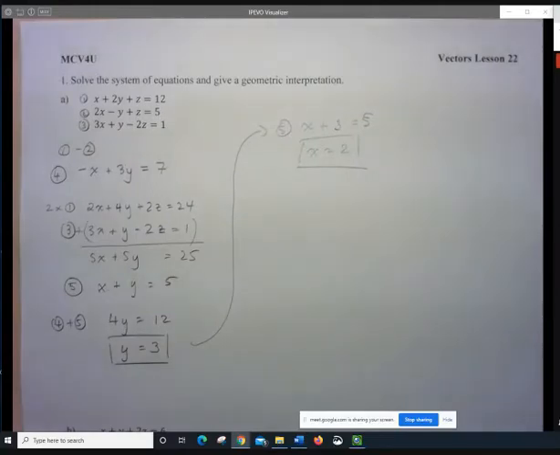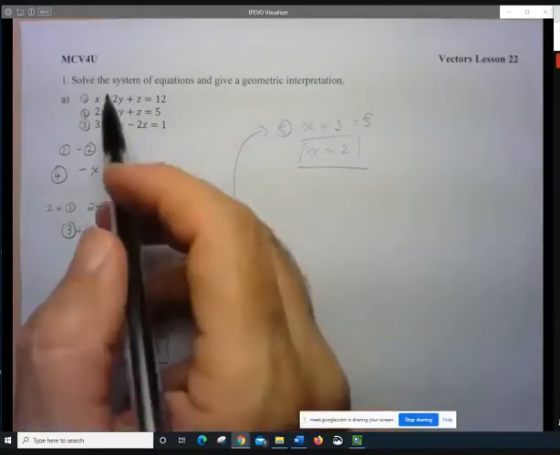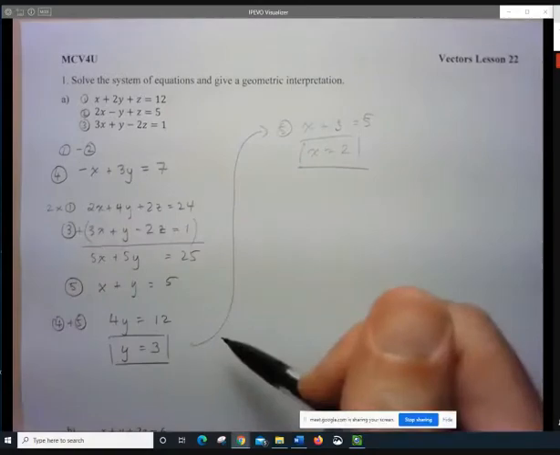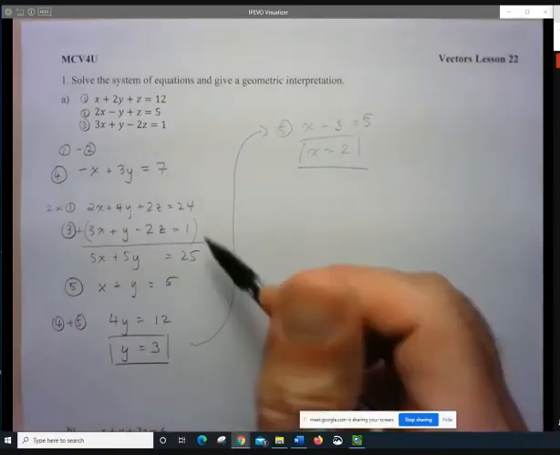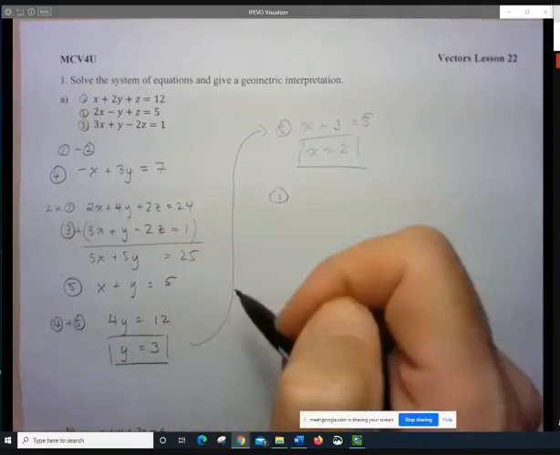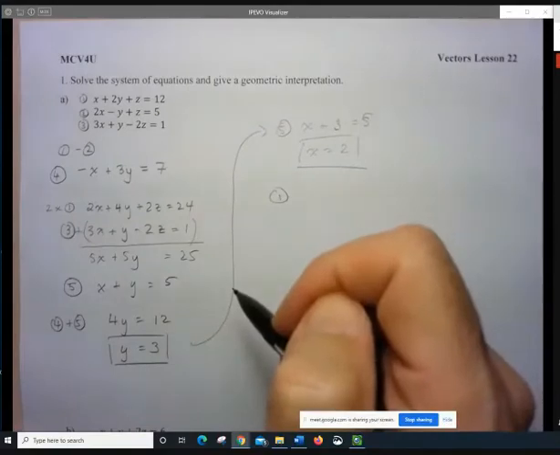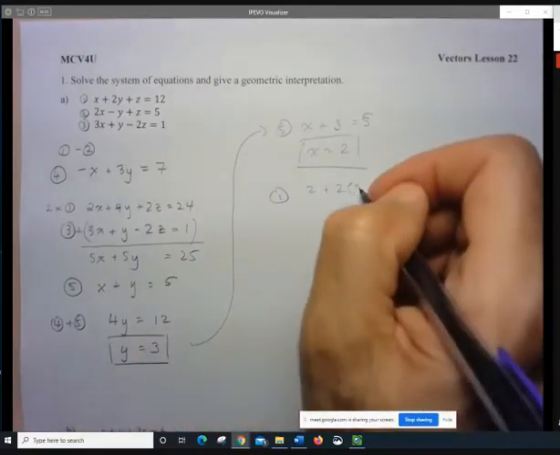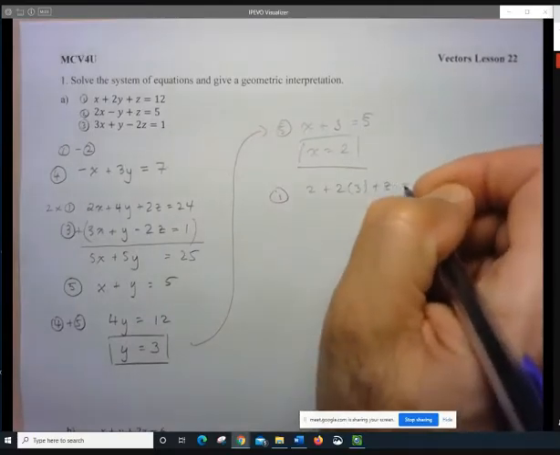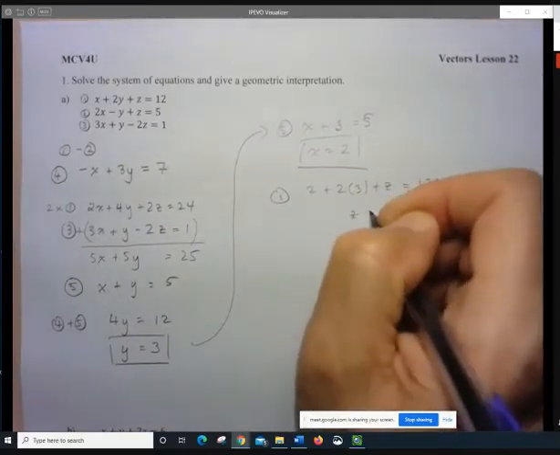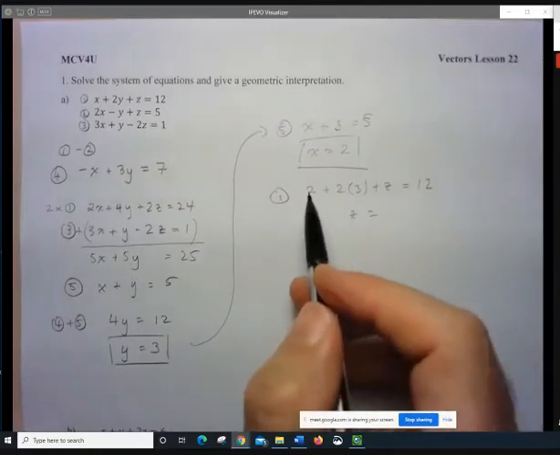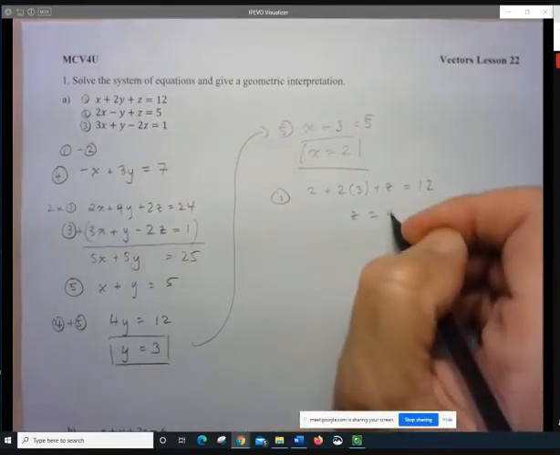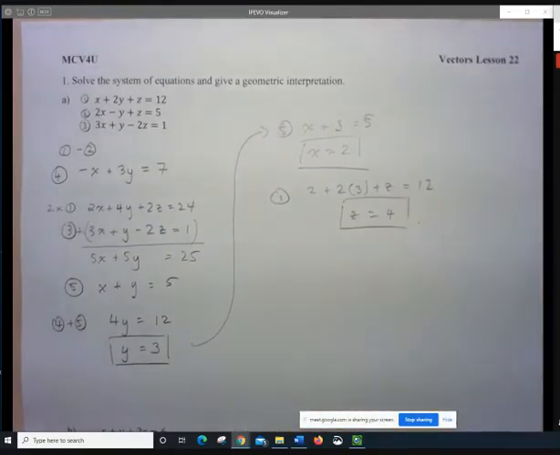There you go. Let's now take these two, input into any one of these three equations, and determine the z value. So it's looking like equation 1 might be the easier one. Okay, so what do we have? We have x, which is 2, plus 2 times y, which is 3, plus z is equal to 12, and so z is equal to, so what is it? 6 plus 2 is 8, 12 minus 8 is 4. And there's the solution to the system of equations.